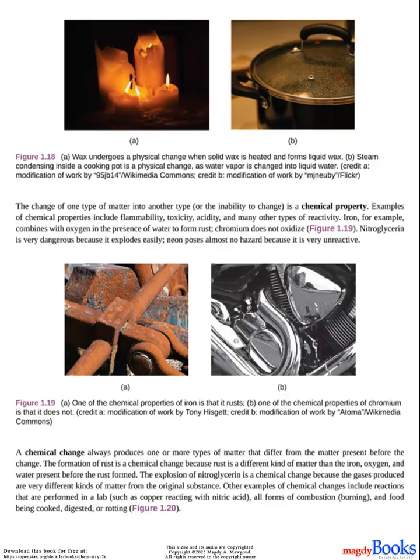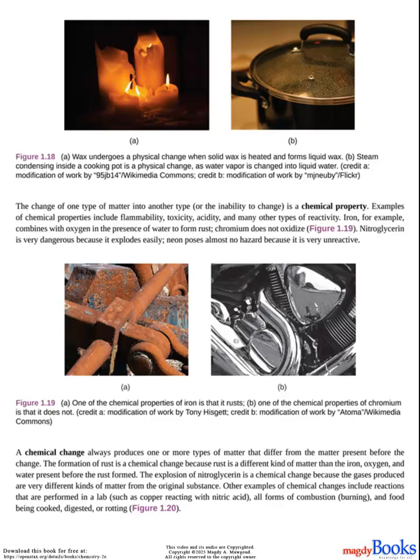Figure 1.19. A. One of the chemical properties of iron is that it rusts. B. One of the chemical properties of chromium is that it does not. Credit A. Modification of work by Tony Hiskett. Credit B. Modification of work by Adamov/Wikimedia Commons.